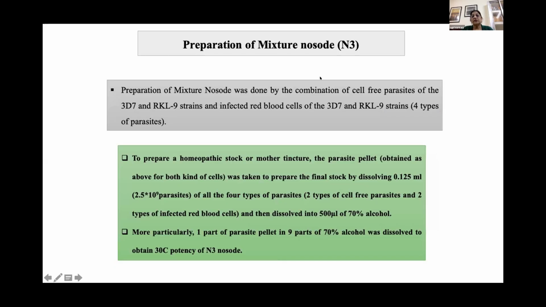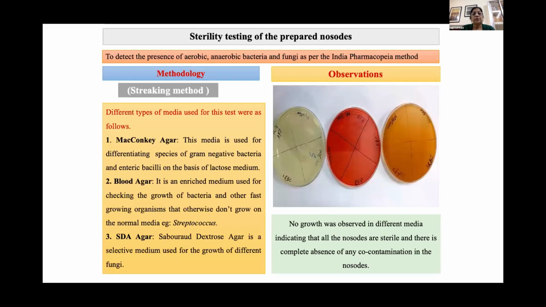Third, we thought that to improve the efficacy, maybe we could have a mixture nosode. We called it N3, in which we put all 4 types of parasites, that is the cell-free parasite as well as the infected RBCs, of both the strains, the chloroquine resistant strain as well as the chloroquine sensitive strain. So this, where 4 types of parasites were present, we called the N3 or the mixture nosode.